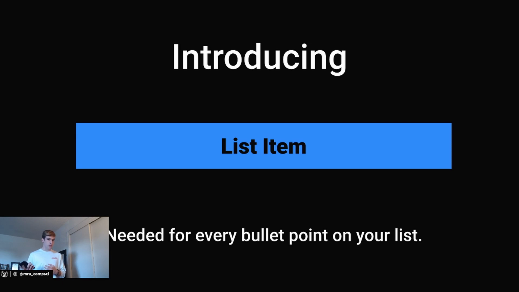Next up, the vocab you need to know is list item. It's needed for every bullet point on your list. So you're going to have a lot of these elements in your code, the more lists you have.